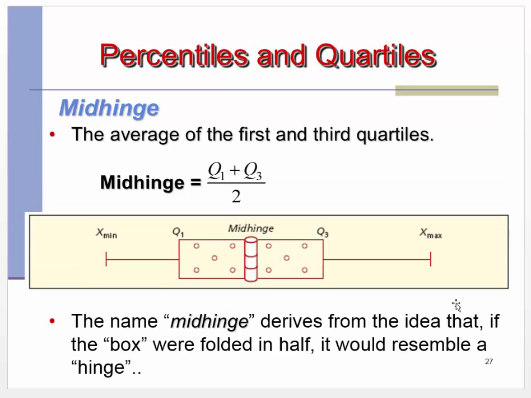There's another measurement, a quantitative description of data. They call it the mid-hinge. That's the average of the first and third quartiles, Q1 and Q3 averaged. On a box and whisker plot, the mid-hinge is exactly in the middle of Q1 and Q3, instead of Q2. Q2 could be over on this side, but the mid-hinge is right in the middle.